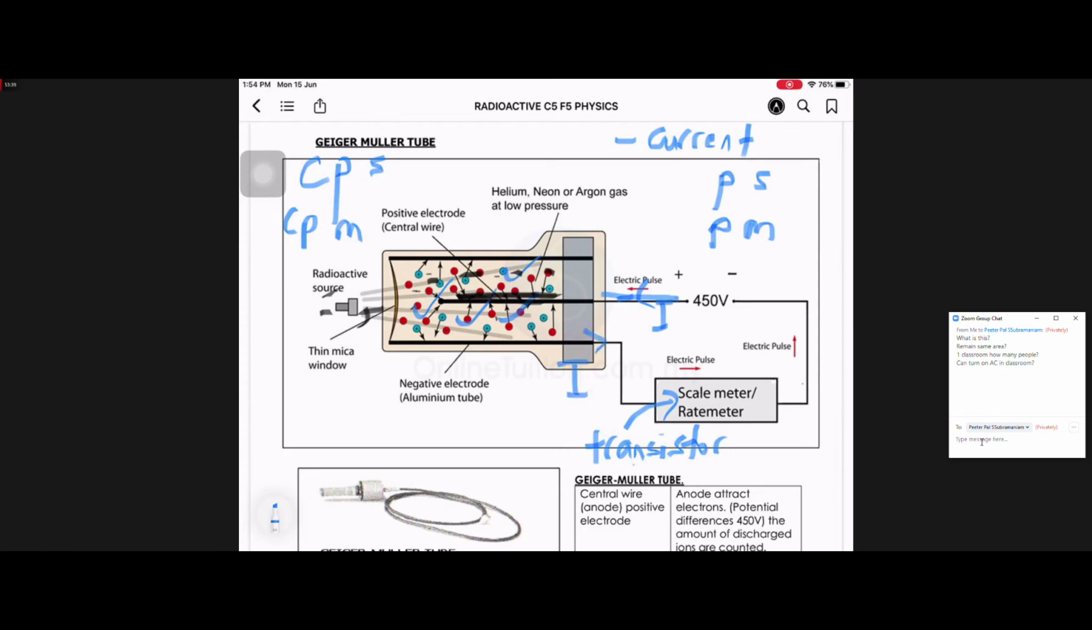So the scale meter here will show us the number of times the current flows in the circuit. All right. So now, one simple question.